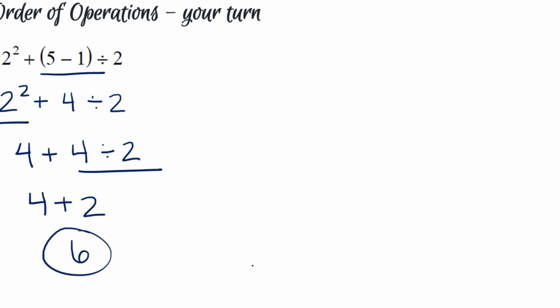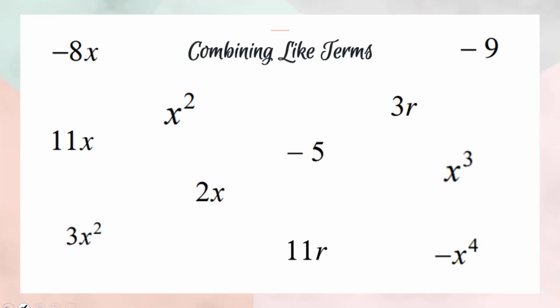All right, final answer on that one is 6. Pause here and check your work with mine if you did not get that correct. Let's move on to our next skill. Combining like terms. So like terms are something that are the same variable and same degree.